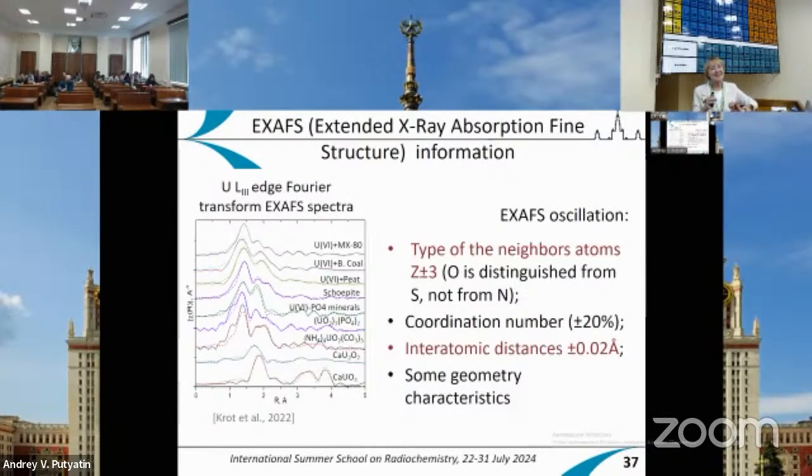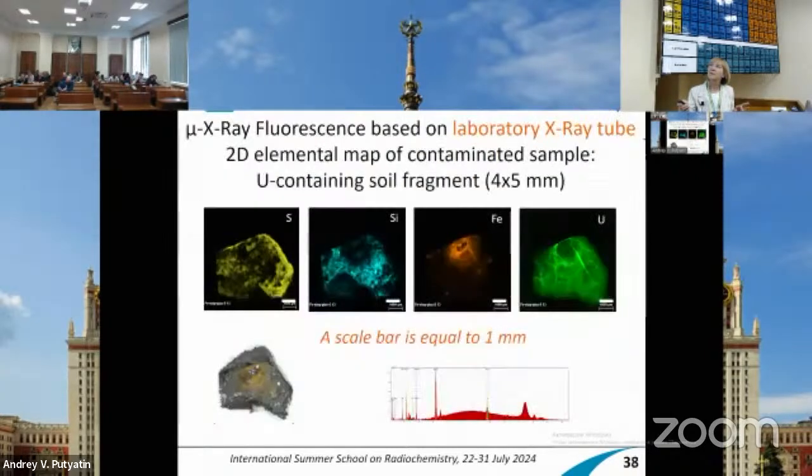And in these exact results, you can see some geometry characteristics of the structure of this element in space. It could be complexes on the surface. It could be minerals and some different kinds of uranyl phosphates or carbonates.